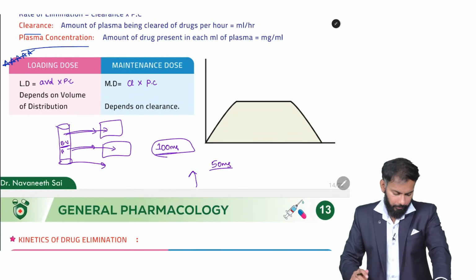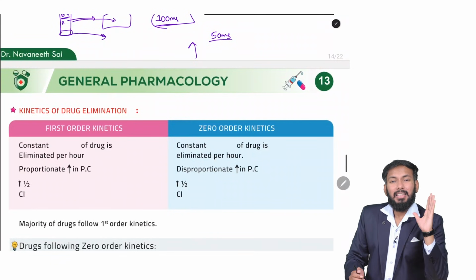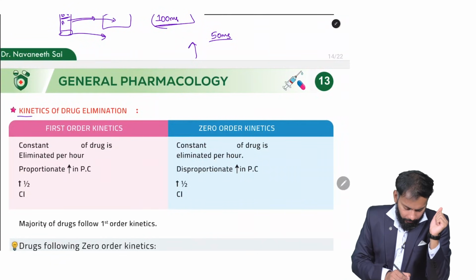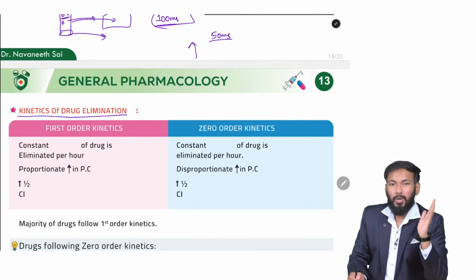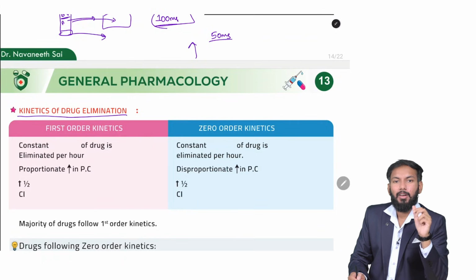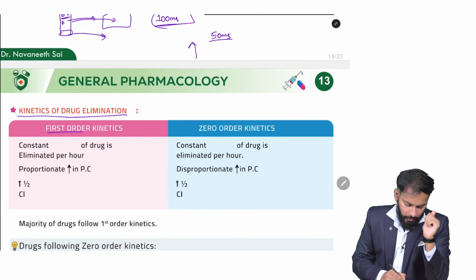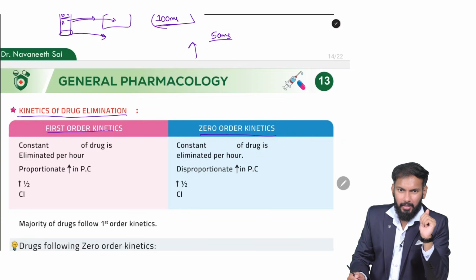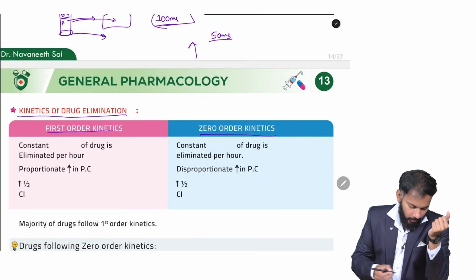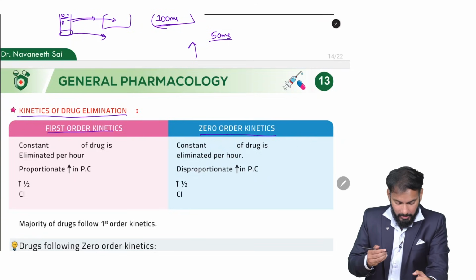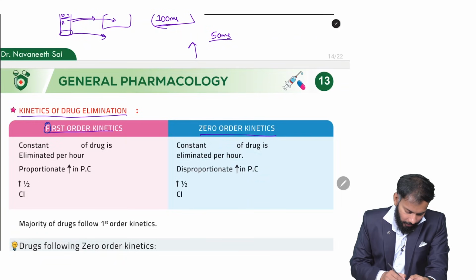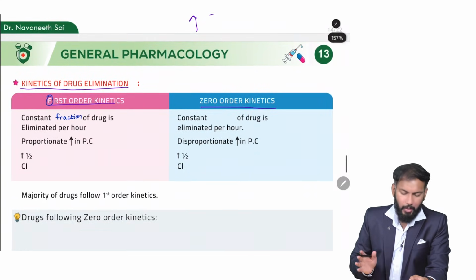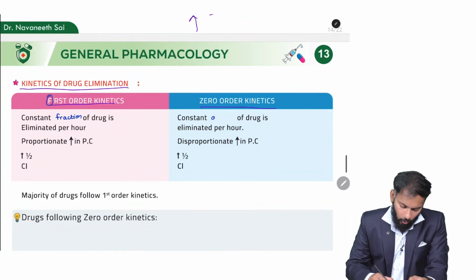Okay, good. Now we will see the kinetics of drug elimination. How the drugs are being eliminated, what are its kinetics. Yes, we have two kinds of kinetics: first order kinetics and zero order kinetics. First order means a constant fraction of drug is eliminated. FRF, constant fraction of drug is being eliminated per hour. In zero order, a constant amount.